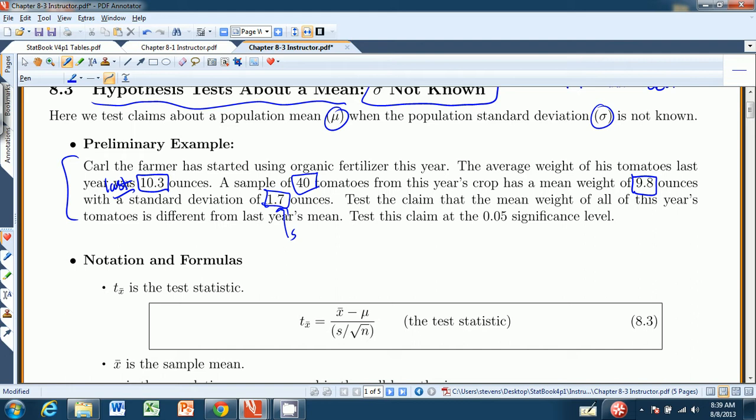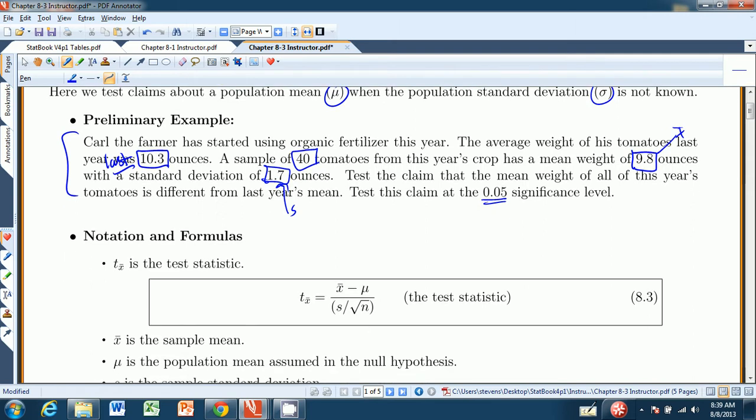That's S. That's X bar. Right? Test the claim that the mean weight of all of this year's tomatoes is different from last year's mean. Test this claim at the 0.05 significance level. So basically we're saying, is 9.8 significantly different from 10.3? Is there something unusual going on here, or is that maybe just a little bit of random variation that isn't all that important? Okay, so let's take a look at how to do this.